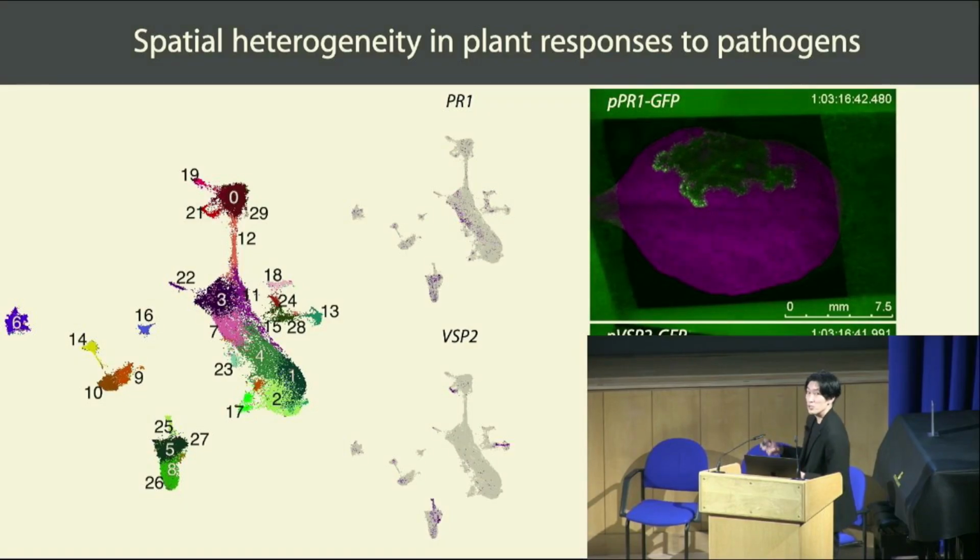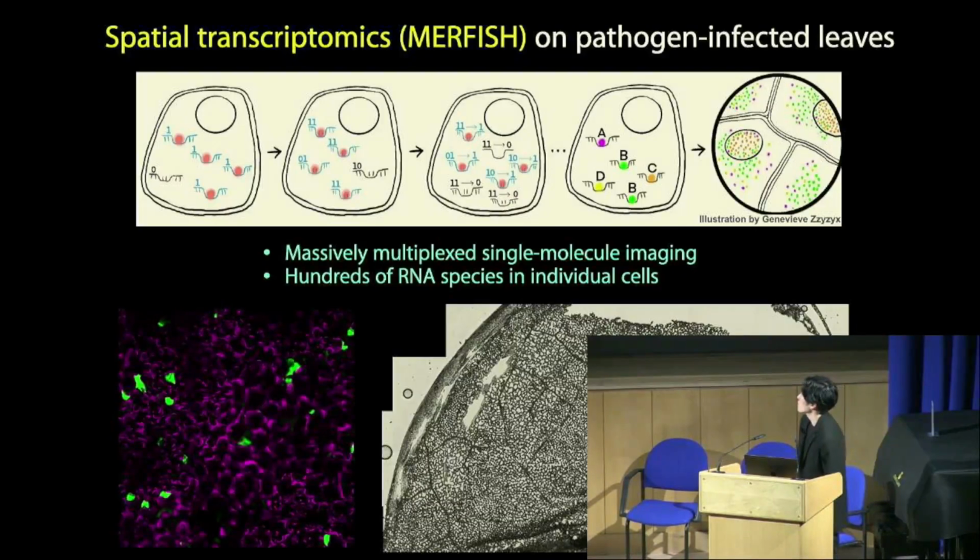There's more than 2 because we have hundreds of potential cell states and probably thousands of genes are involved in defining those cell states. So that's why we turned to another new technology called spatial transcriptomics, specifically MERFISH, which is a massively multiplex single molecule imaging. It's a FISH-based approach that can visualize hundreds of genes at the same time on the tissue section.